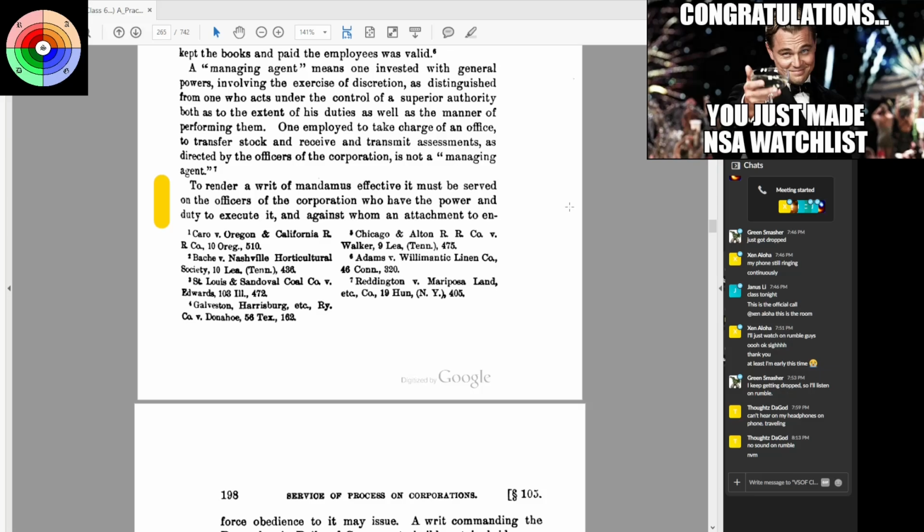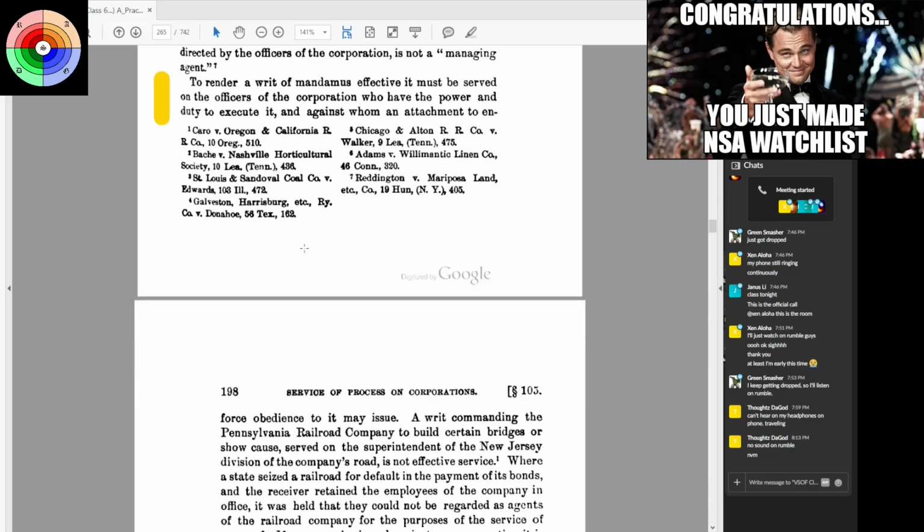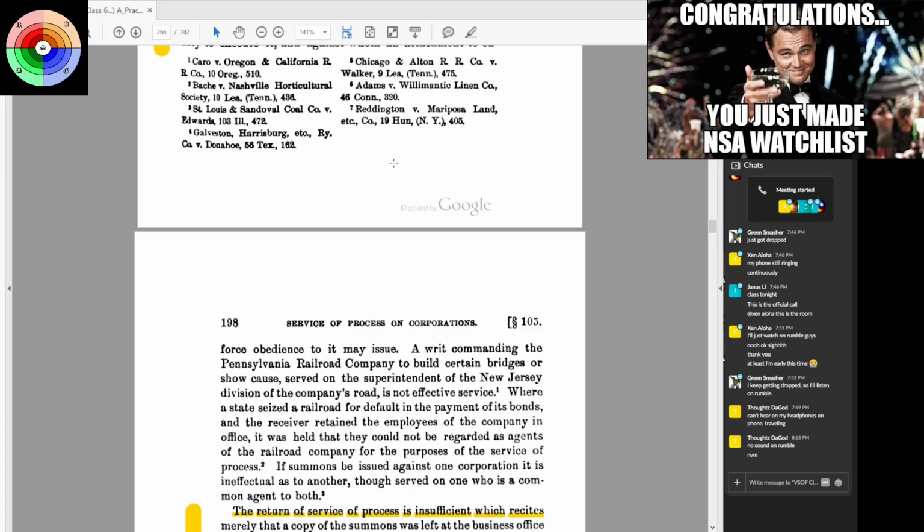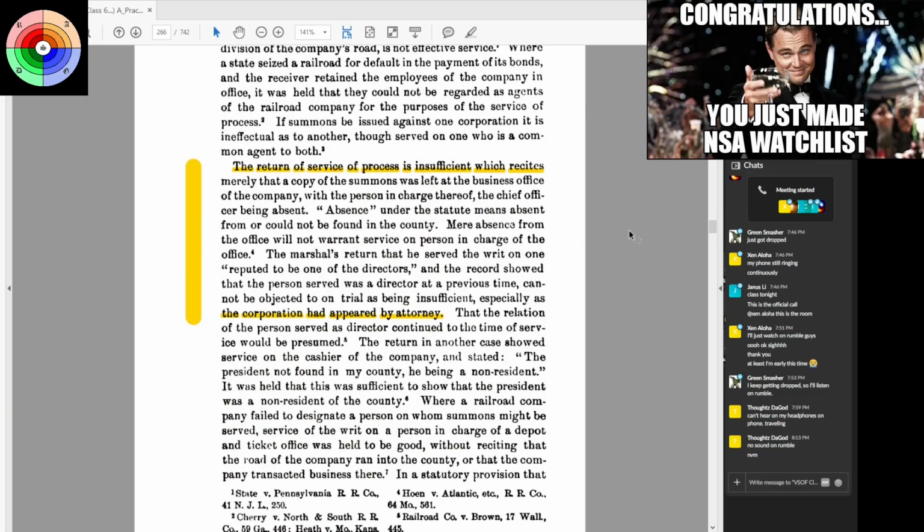They do this, so on and so forth. Well, if they serve the writ of mandamus on some rent-a-cop that works for the corporation, or if they served it on some delivery driver that's out and about, well, they don't have the power to execute it. They don't have the power to go to wherever the place is that the chemicals are being dumped and say, you got to stop that because I've got a writ here, right? No, you have to serve it on whoever has the power to execute it, and against whom an attachment to enforce obedience to it may issue. So again, the capacity to actually do what the thing says to do.